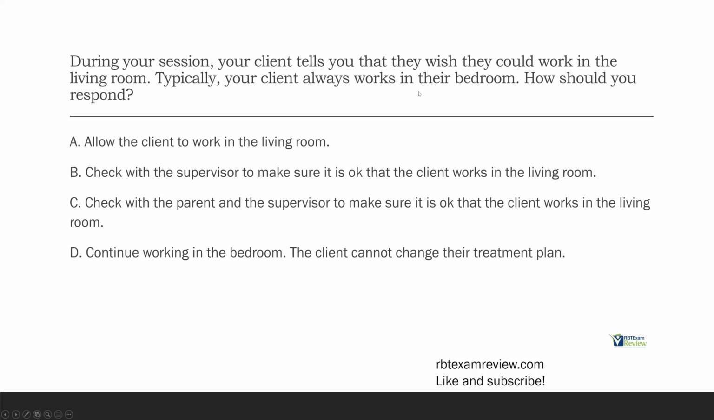During your session, your client tells you that they wish they could work in the living room. Typically, your client always works in their bedroom. How should you respond? This one might be a little tricky. We're going a little deeper here. You have to consider more than just the fact that your client wants to alter basically the treatment. Now, first things first, do we let clients have say in treatment? 100%. Clients have a say in their treatment to a reasonable amount, right? And your client asking to work in a different environment or different room is totally reasonable.